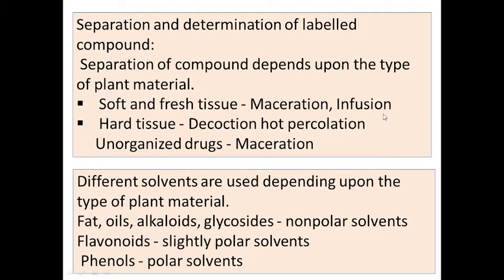After 15 minutes it is strained through the strainer, and more washing is done by adding more solvent, and the volume is made up to 100 ml. The ratio of drug to menstruum is 1:20, and it is liable to microbial growth. So fresh infusion should be used within 12 hours, because after that microbial contamination may occur in fresh infusion.